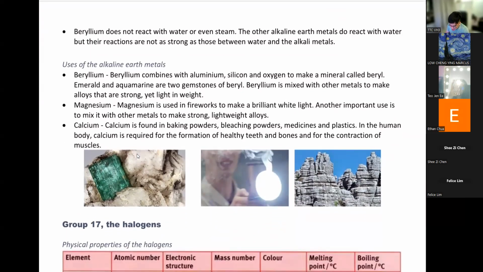All right, anyway, so let's look at where do we use them. So beryllium, okay, this is very interesting. Beryllium combines with aluminum, silicon, and oxygen to form a mineral called beryl. Have you seen this before? Does this appear in Minecraft for any reason?